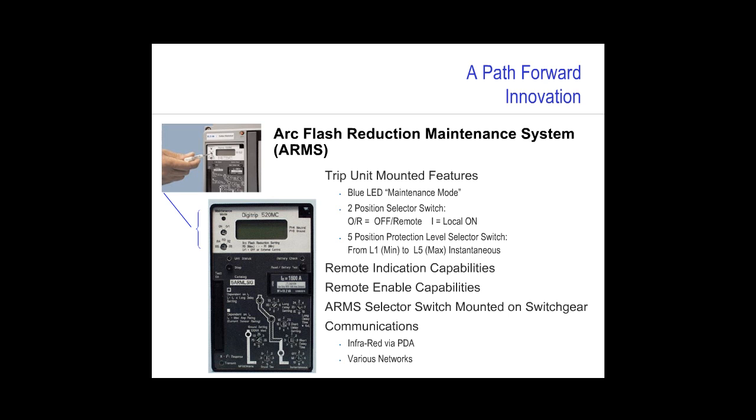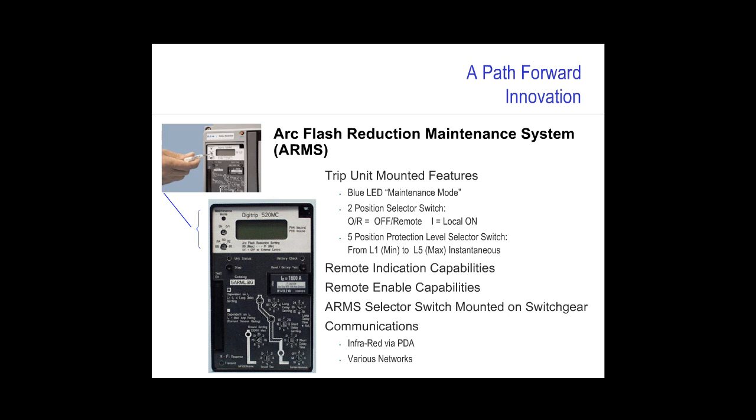breakers. The Eaton offering here is called ARMS, Arc Flash Reduction Maintenance System. This actually is an option on low and medium voltage integral trip units for circuit breakers. And you can see in this picture that we have in the upper left-hand corner of the integral trip unit the capability of turning on a maintenance mode and selecting 5 different instantaneous settings.